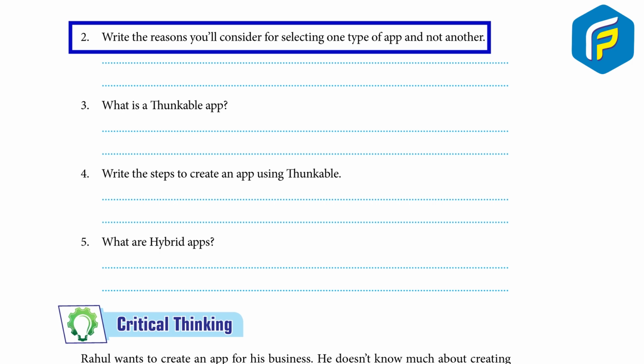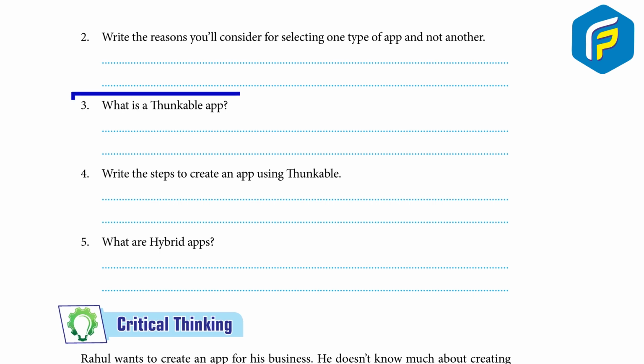Apps are chosen according to the following features. 1. Development time. 2. Limited resources. 3. Performance. 3. What is a Thunkable app? Answer: Thunkable is a web-based application that was first made available by Google and has an integrated development environment. Anyone with basic computing skills can develop native apps that are based on Android and iOS.